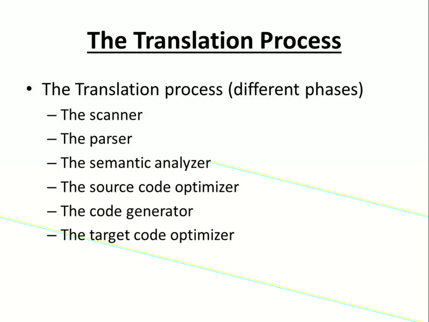Translation process. We have different phases for the translation process. The first phase is the scanner, the next is the parser, the next is the semantic analyzer, the next is the source code optimizer, then we have the code generator, then the target code optimizer.